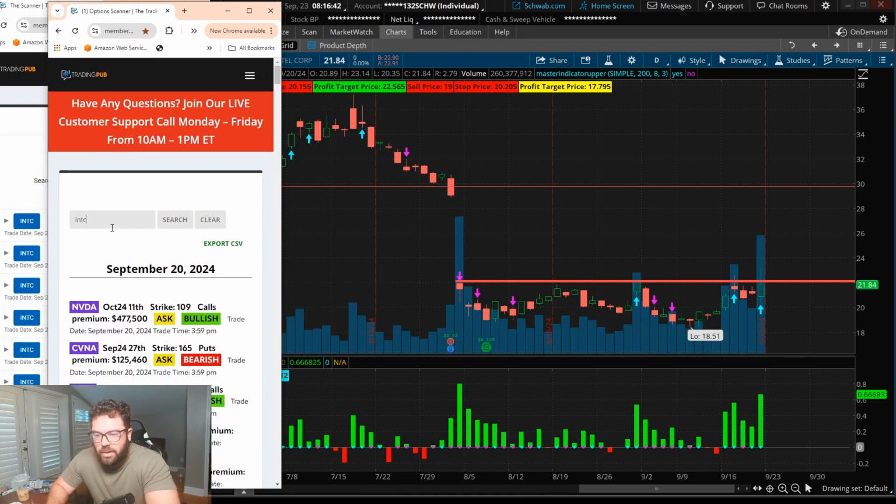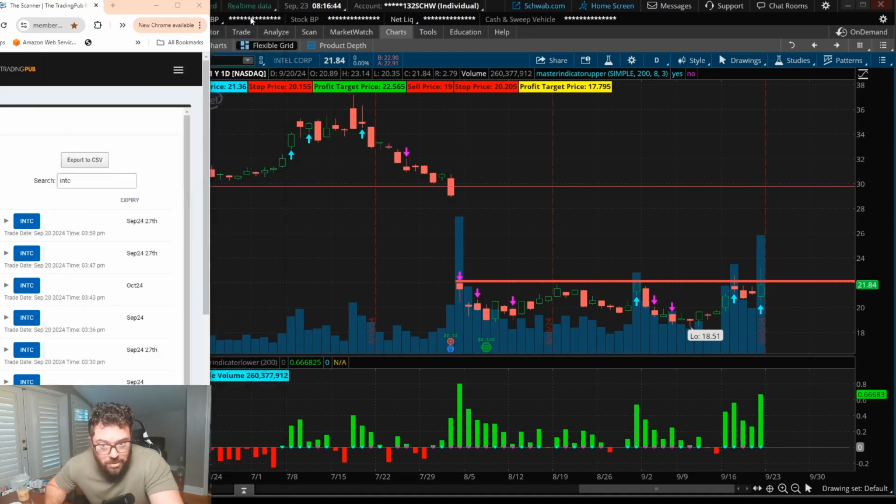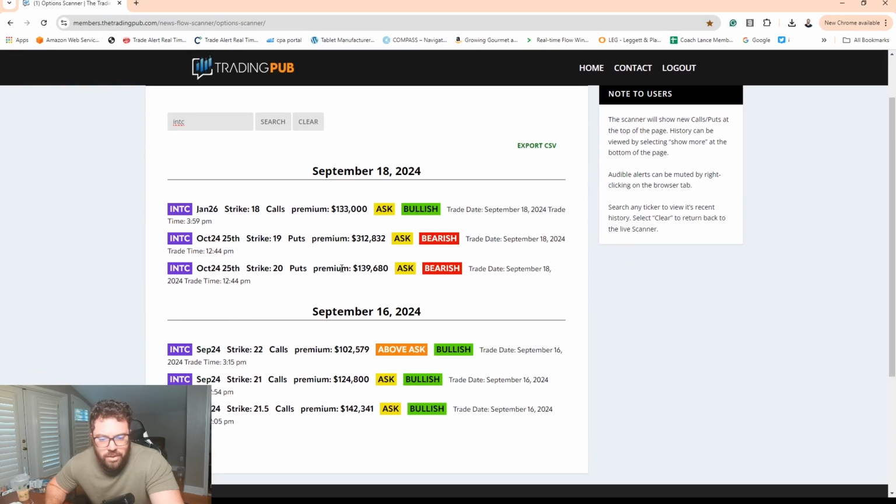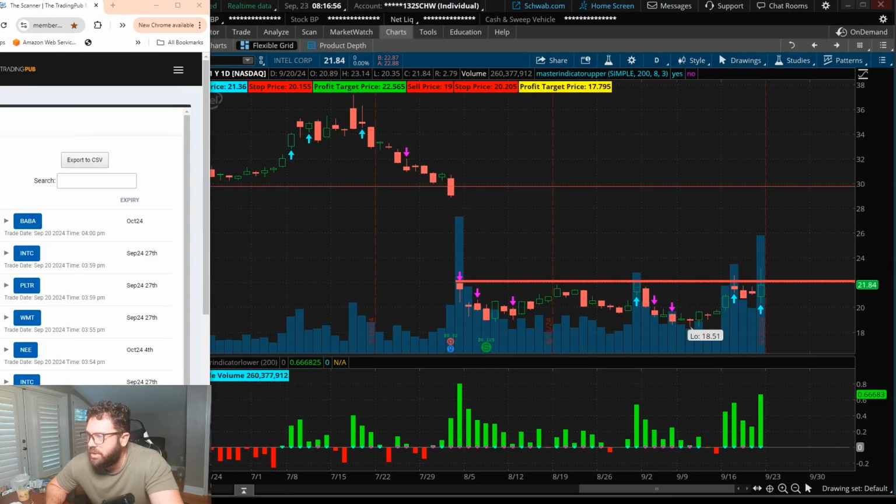And then let's pull up the big boy scanner. This is for the big dogs, the news flow scanner. It might be available to purchase too. I don't do all the links or the account stuff, but if there's a link, you can buy it. And we see last week, we had September 16th, we had some Intel calls, and then September 18th, we had some Intel calls too. So we have bullish chart, bullish flow, bullish volume breakout potentially.